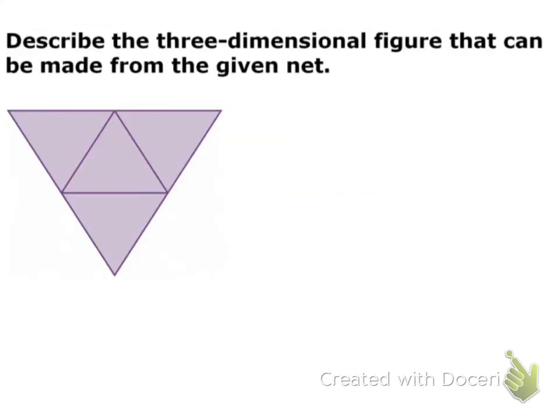This is another example of a net. If we folded it up, we would have a triangular pyramid. Okay. And take a second to think, if we gave you a net and we asked you how many edges does this net have whenever it's folded into a polyhedron, take a second and think about what your answer would be.